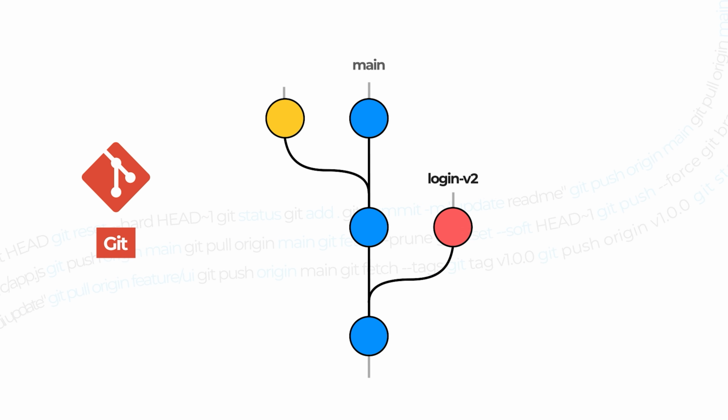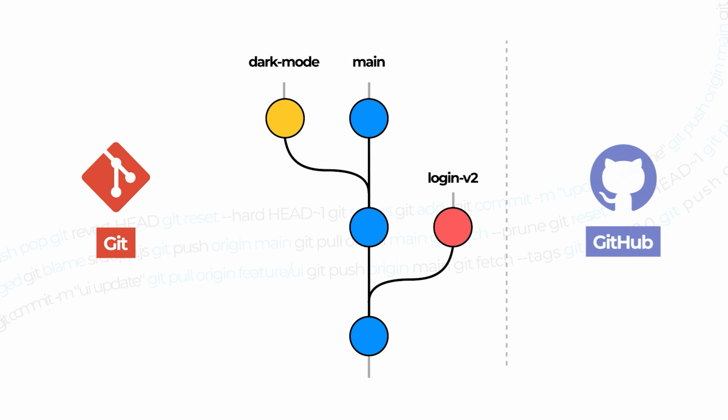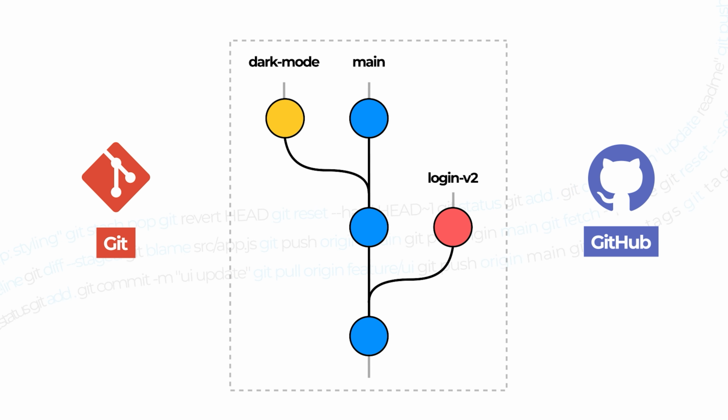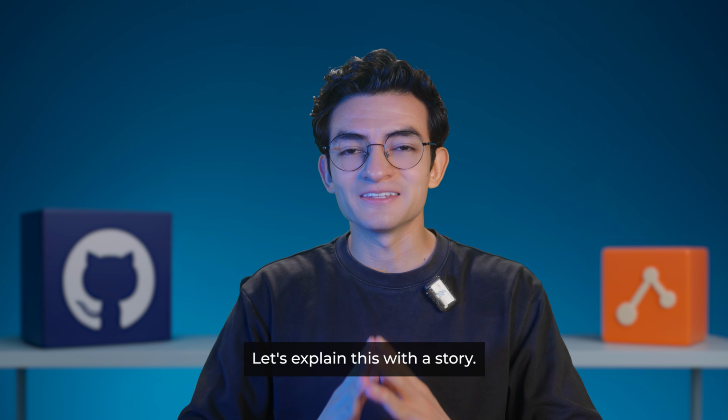Git and GitHub: a version control tool that allows you to save checkpoints in your project, and a platform where you can store and share those checkpoints with others. Let's explain this with a story.